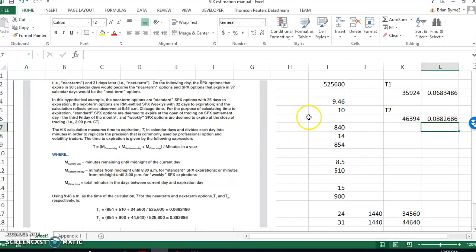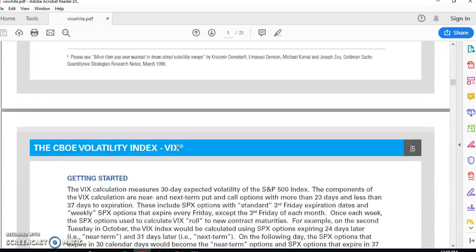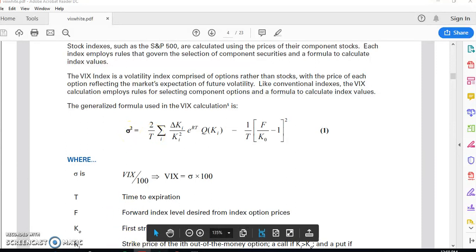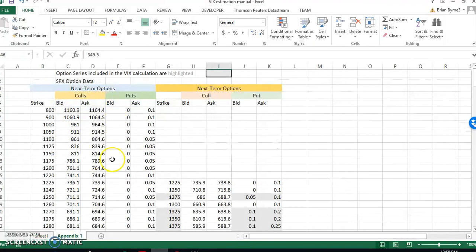Okay, in the previous video we worked out the T1 and T2 for the estimation for the VIX index. So overall we need to put T1 and T2 into this formula to estimate the variance of the option chain data. So let's go back to the estimation again and look at the raw data.